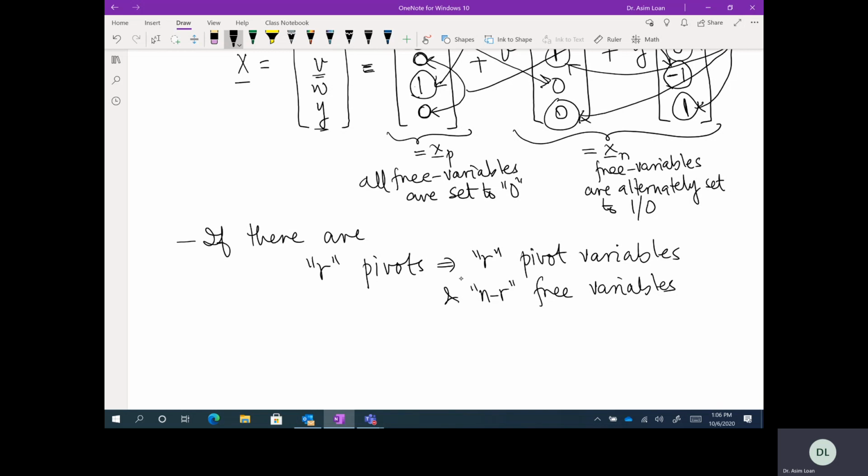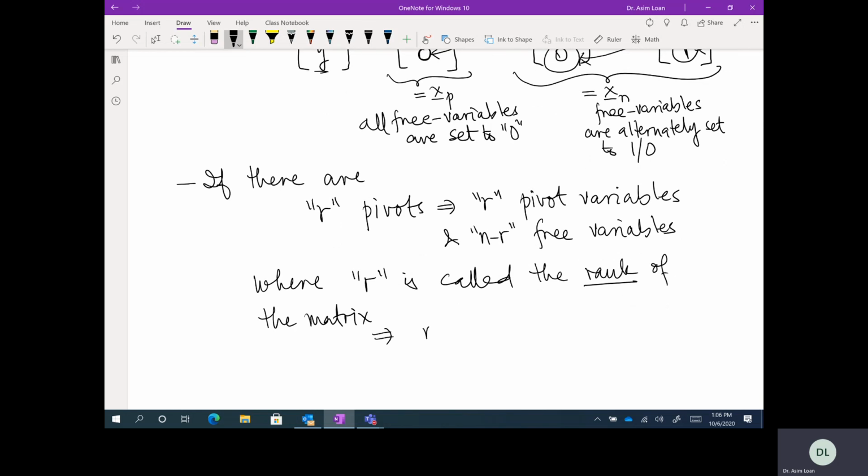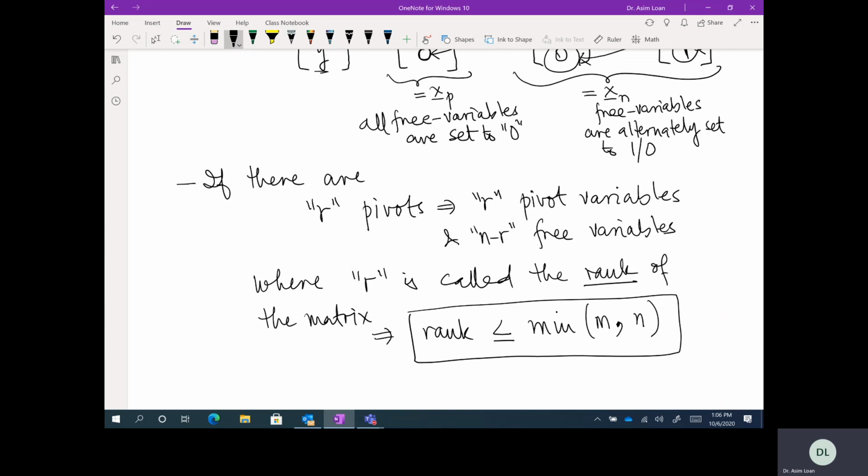So if there are R pivots, this implies R pivot variables and N minus R free variables, where R is called the rank of the matrix. And obviously, this implies rank is less than or equal to the minimum of M comma N. Depending on whether M is larger or N is larger, it's the minimum of both M and N, and that is called the rank of the matrix.